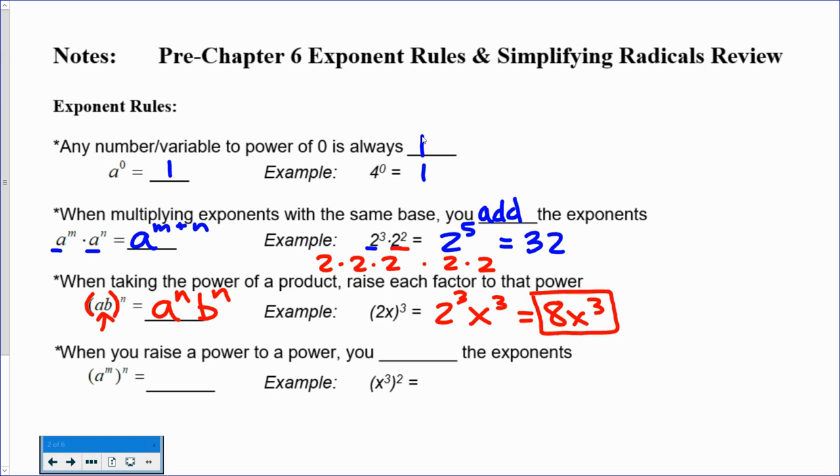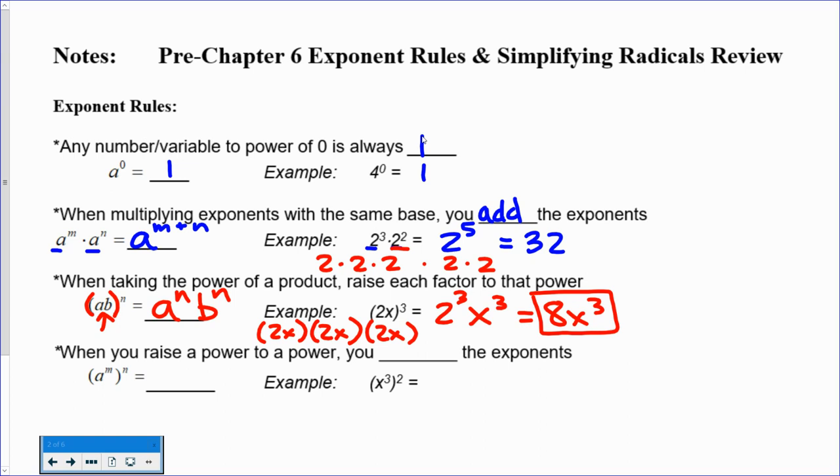If you're having trouble with this rule, you can write it all out. You can take 2x times 2x and times 2x, since that's what I'm raising to the 3rd power, so I'm taking it times itself 3 times. So my 2 times 2 times 2 would give me my 8. My x times x times x would give me the x to the 3rd.